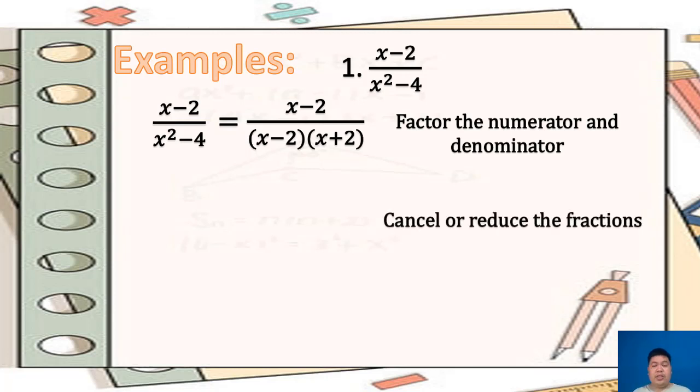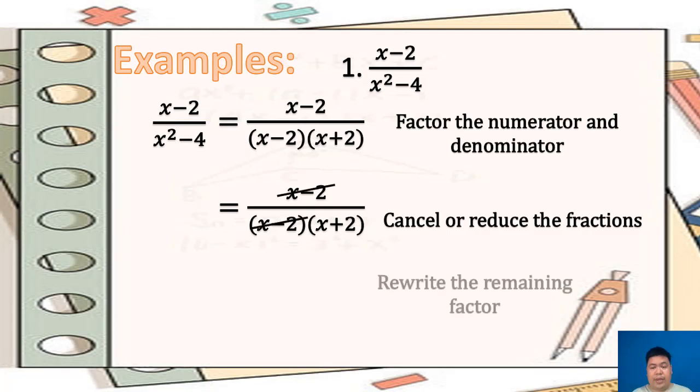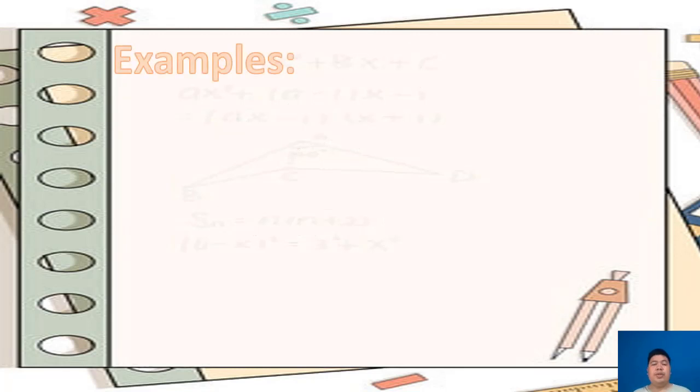Next is to cancel or reduce the fraction. What you will see in the numerator and denominator, just cancel it. Like this one, x minus 2 in the numerator and x minus 2 in the denominator. Cancel. Then rewrite the remaining factor, which is 1 all over x plus 2. That's the answer.